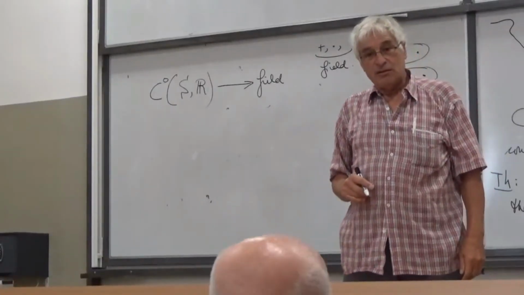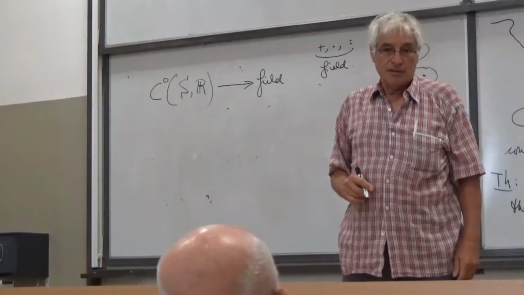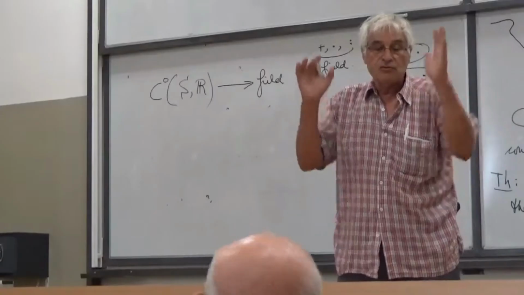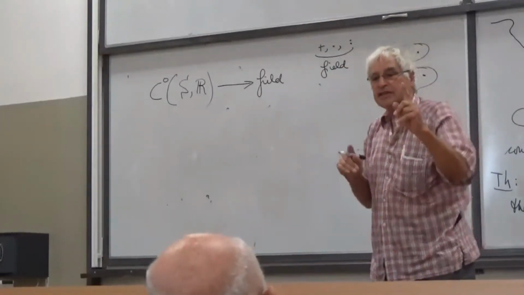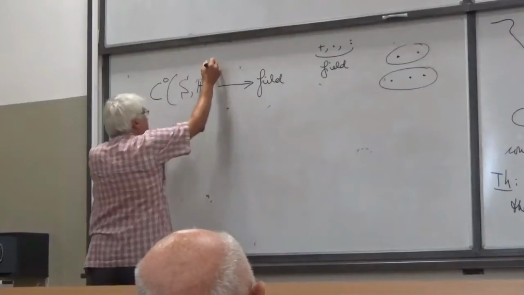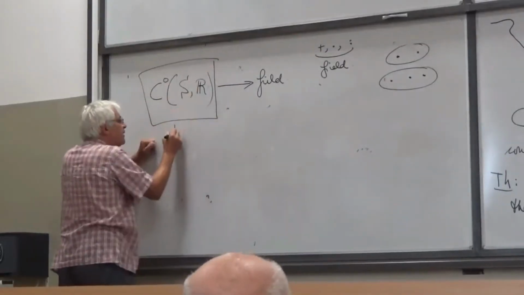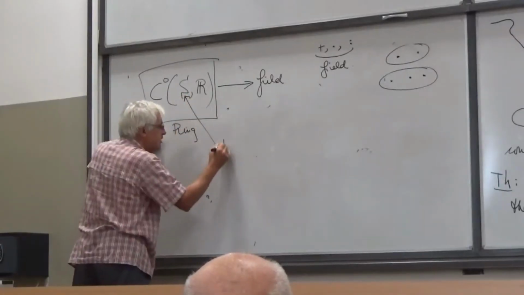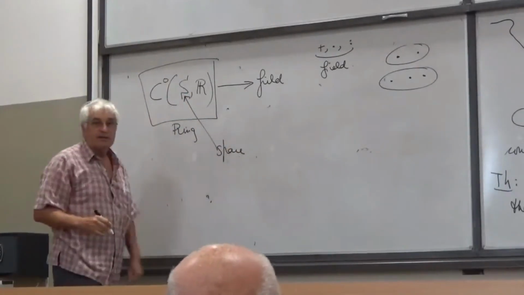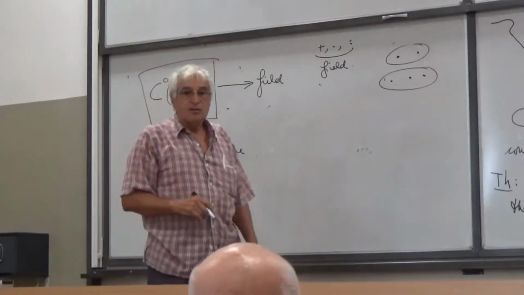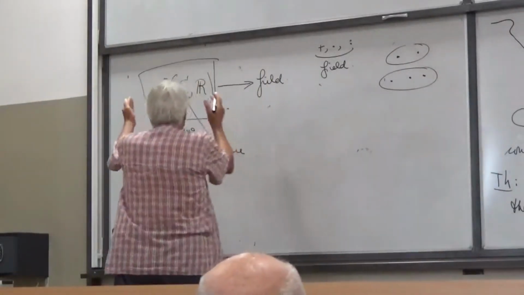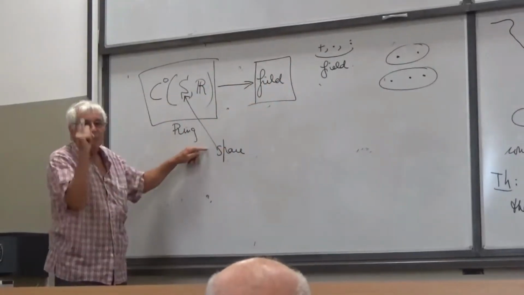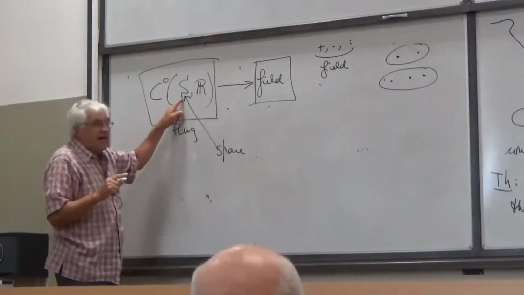R is a ring, C0 is a ring, but S is not a ring. S is just a set of morphisms. No, I disagree, this is a ring. Yes, but S itself is a space. No, it is just a set of ring morphisms from this ring to this field. You said S was a ring. No, I never said this.